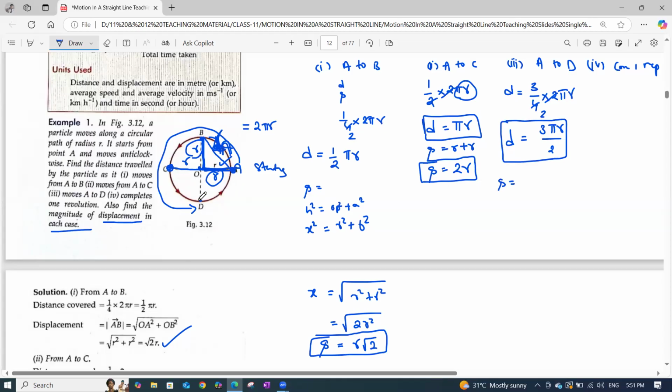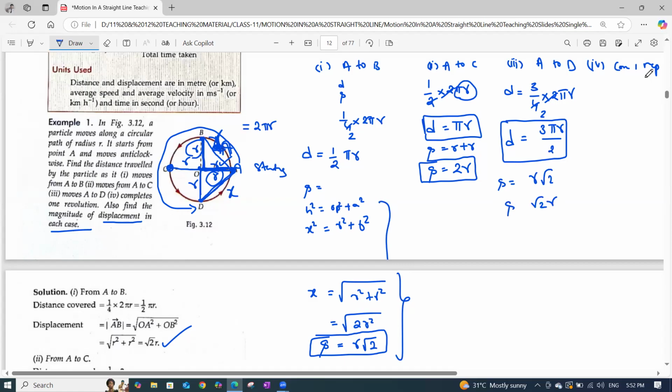When the particle is covering 3 by 4th of the circle, what is the displacement? This is the initial point, this is the final point in the condition. Draw one straight line. Now you should find out this hypotenuse, which is the x value. Now this is adjacent, this is opposite, however you want you can take it. Now this value is r, this value is r. Same as how you have solved this one, you are going to solve it here, and it becomes r root 2 or root 2r, both are correct displacement.